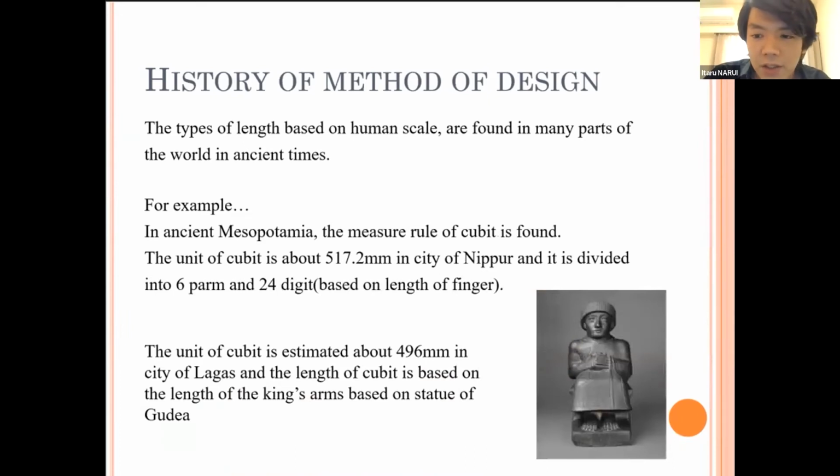The unit of cubit is estimated at about 496 millimeters in the city of Lagash. And the length of the cubit is based on the length of the king's arm. This is the statue.